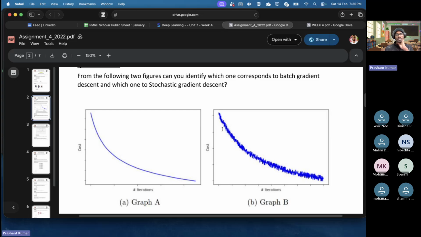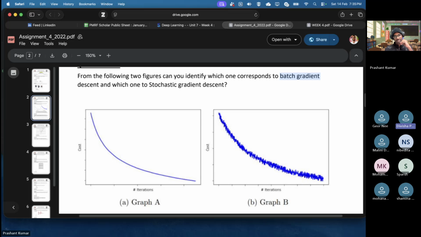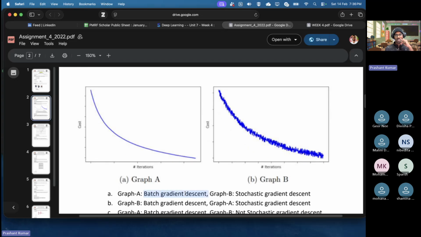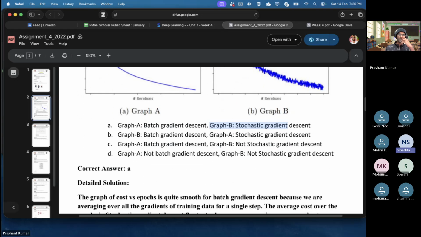If you are saying stochastic gradient descent, you are already assuming you are using some kind of mini batch. When you are saying batch gradient descent, you are using all the data. So graph A is the batch and graph B is the stochastic. Batch is basically using all the data, and stochastic already uses the mini batch. So option A is the batch gradient descent, B is the stochastic. So option A should be correct, right? Yes.